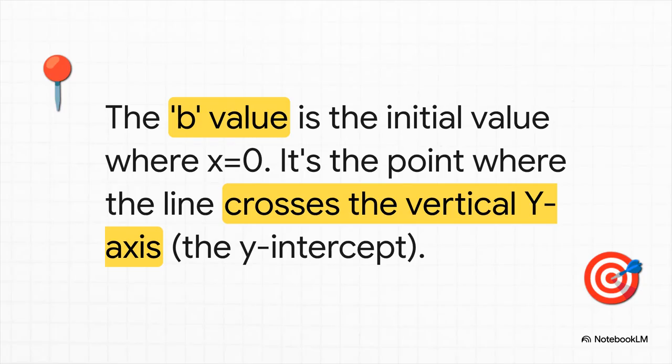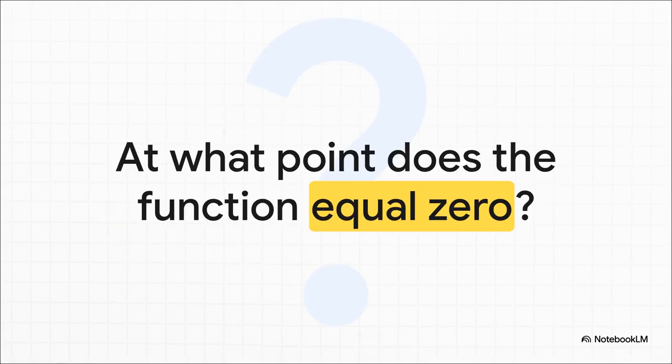And what about B? Well, B is even simpler. It's just the starting point. It's where the line crosses that vertical y-axis. It's the cost you pay when X is 0. Basically, it's your flat fee before any of the per-use charges kick in. Okay, so that's the starting point.